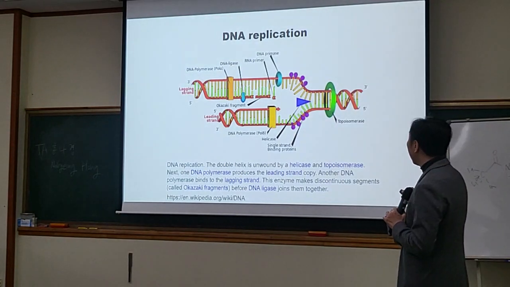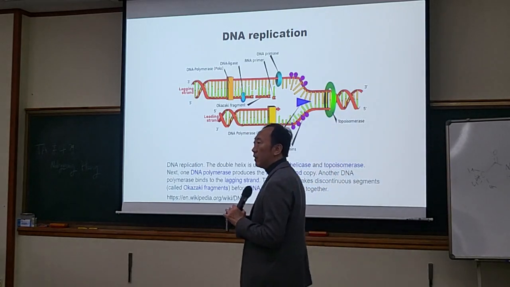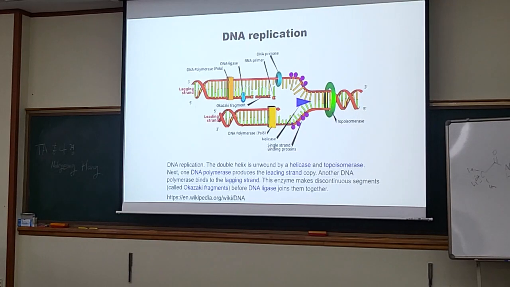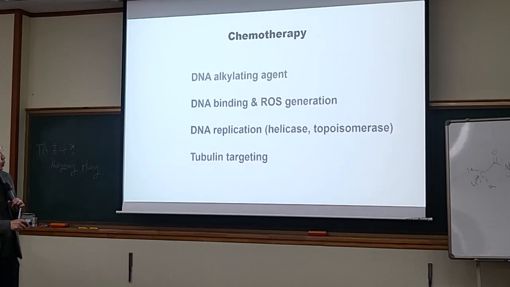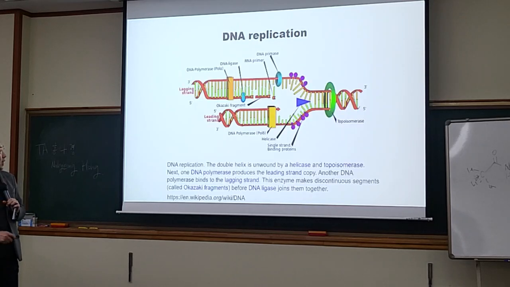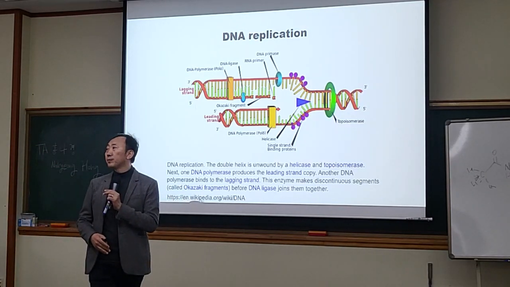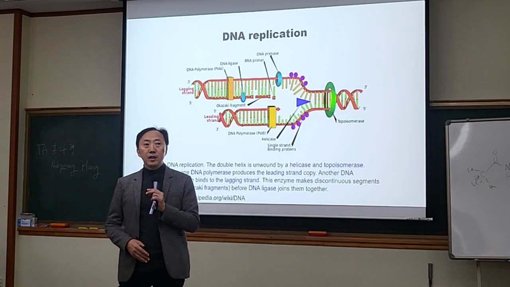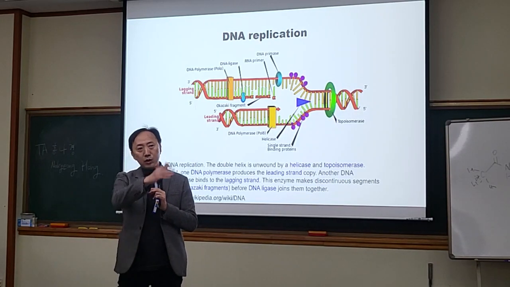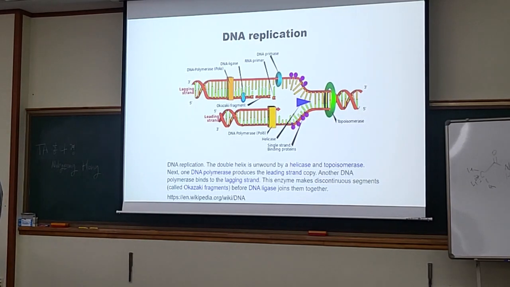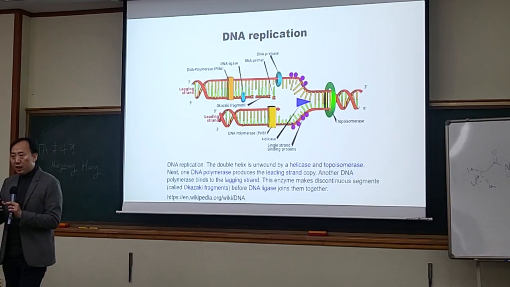There are many enzymes in DNA replication. The big one is DNA polymerase. But the main target, usually, is helicase or topoisomerase here. Helicase is the enzyme that opens up the double strand. That's helicase. Topoisomerase: topo means topology. Topoisomerase is where the topology is changing.